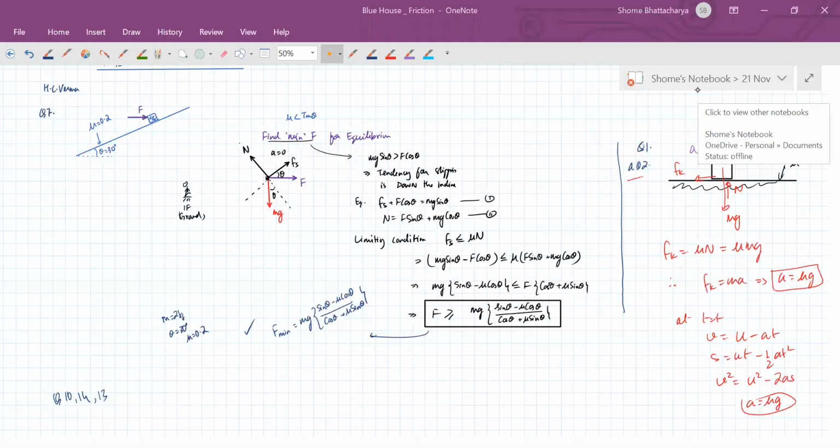Yeah, Durgesh, the condition we are taking, f cos theta is less than mg sin theta, is because we are finding the minimum value of f. We want to apply the minimum force. So it should not be such that f cos theta is becoming larger than mg sin theta, because then the tendency is to slip up the inclined plane. We're trying to prevent the tendency to slip down the inclined plane.